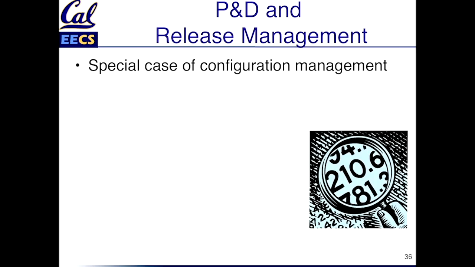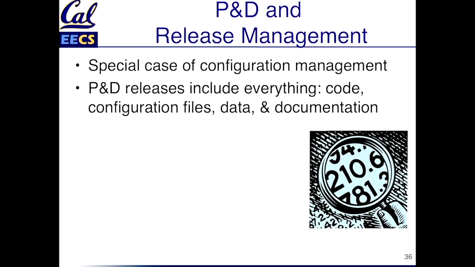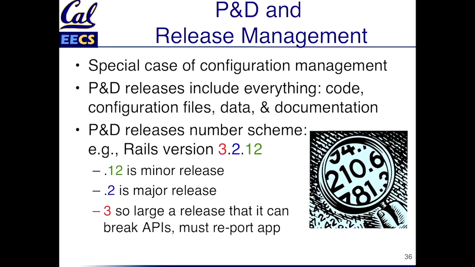So release management is considered a special case of a grander thing called configuration management, to set up your whole thing. And in plan and document, there's a lot more than just the application itself. There are configuration files, lots of documentation. So as part of a release, you release all of these things at the same time to keep them consistent. And then the version numbers that you've certainly seen before, but in case you hadn't thought about it: the least significant is the minor release, the middle one is a major release, and the first one, when that number changes, it's so large you probably have to report it.